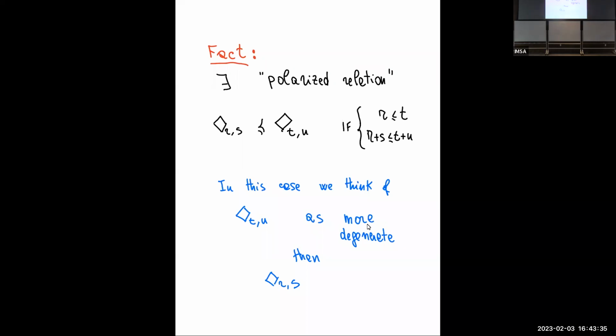And the key point is that there exists a partial order which says that the diamond (r,s) is lower than or equal to the diamond (t,u) if r is lower than or equal to t and r plus s is lower than or equal to t plus u. In this case, we think of the diamond (t,u) as more degenerate than the diamond (r,s). And there is a Hodge theoretical explanation about this. So for me, it is just a definition.